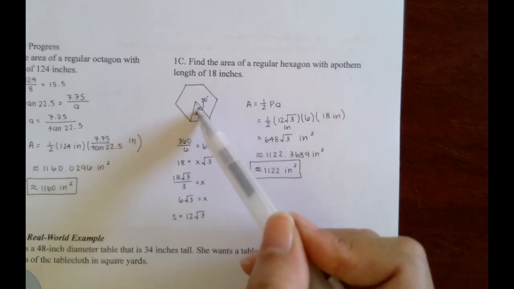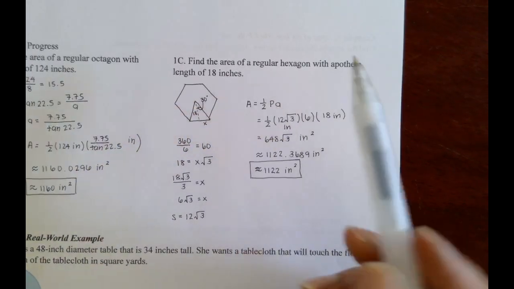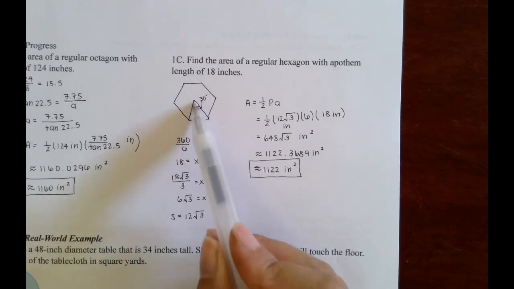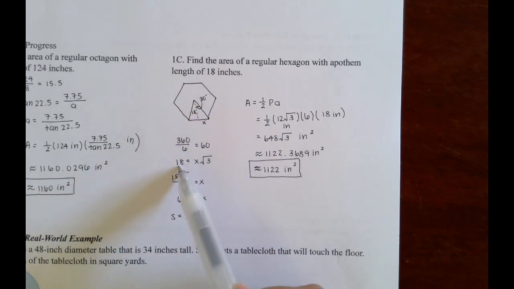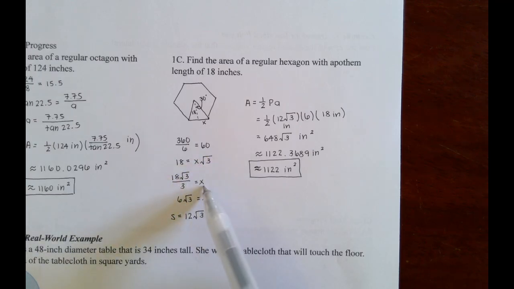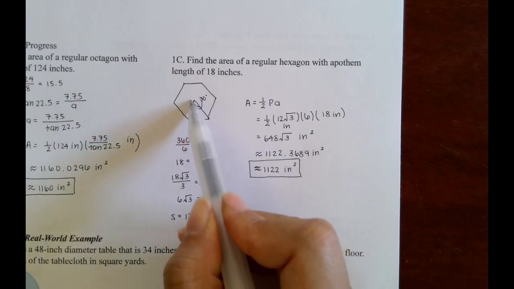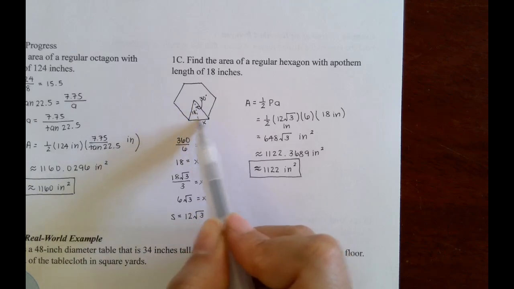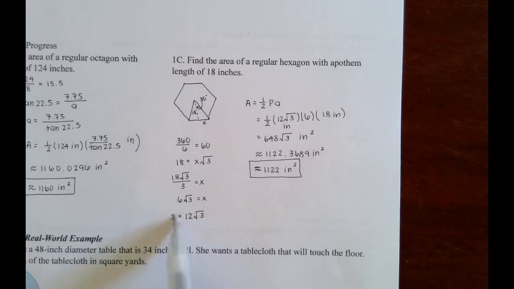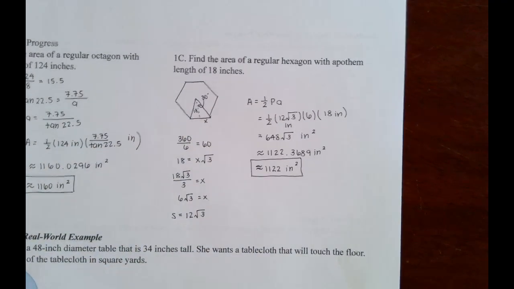This apothem makes a 30-60-90 triangle, right? That means this is the long leg, this is the short leg. Long leg is short leg times square root of 3. Divide by square root of 3, simplify that, and that's 6 square root of 3. And that's only half of it, because of this split here. So double 6 square root of 3 is 12 square root of 3. That means one whole side here is 12 square root of 3 inches.